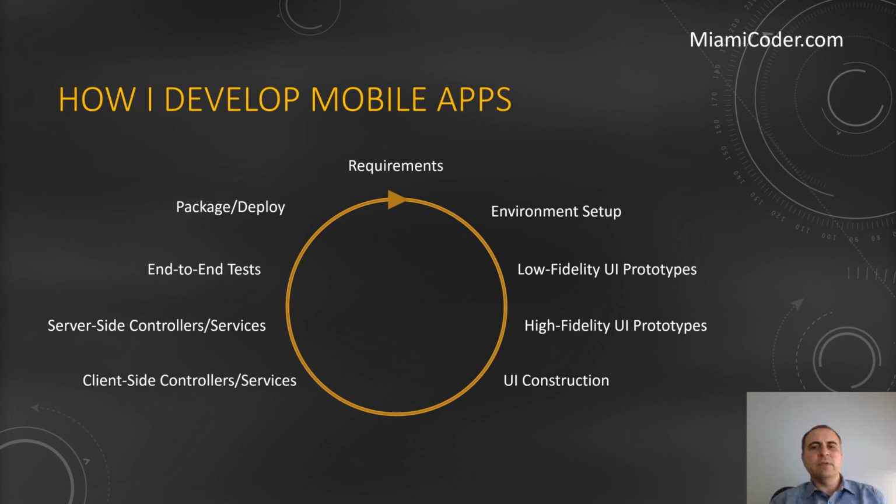It starts with a requirements gathering step, and then I follow that with an environment setup step, after which I proceed to create user interface prototypes, both low and high fidelity. Then I build the UI and move on to create the client-side controllers and services that will manipulate that UI. Then I move on to the server and I create the controllers and the services on the server side. And the final two steps involve end-to-end testing and packaging and deployment. Let's take a look at these steps in more detail so you understand what happens inside of each.